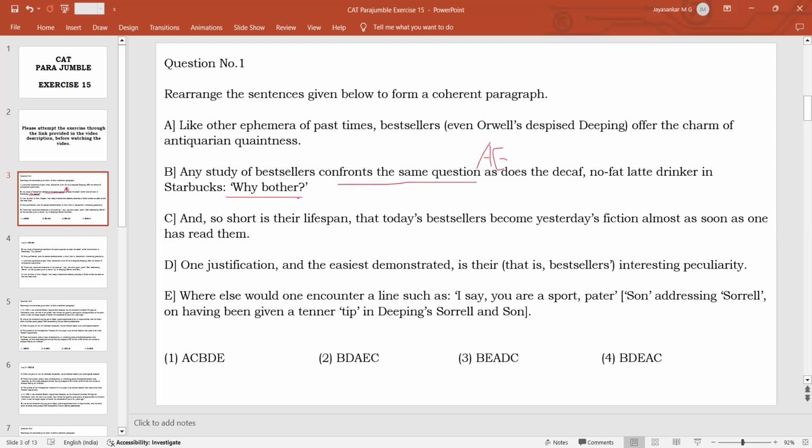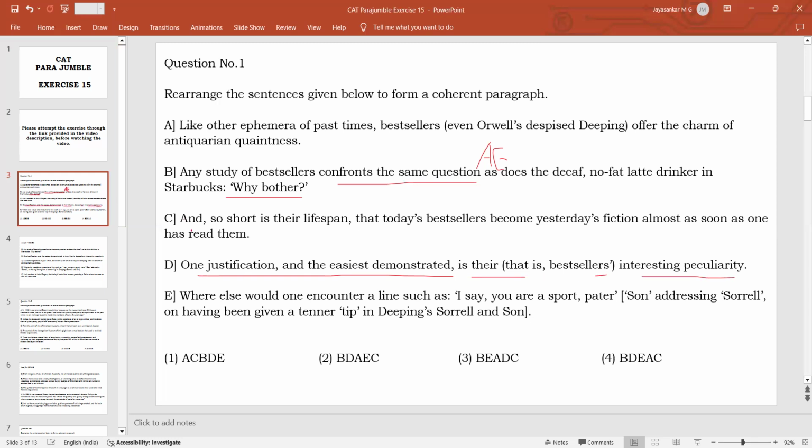Why do we bother to read these bestsellers? So this is the meaning. Now, once you understand that meaning, then you can see that the very next sentence would be this. One justification, and the easiest demonstrated, is there. That is bestsellers' interesting peculiarity.